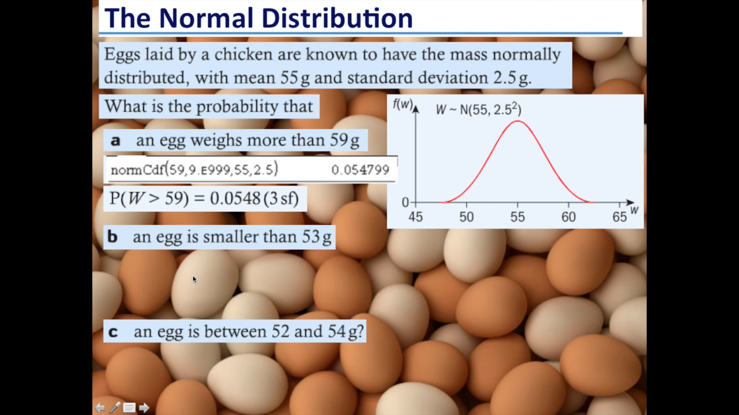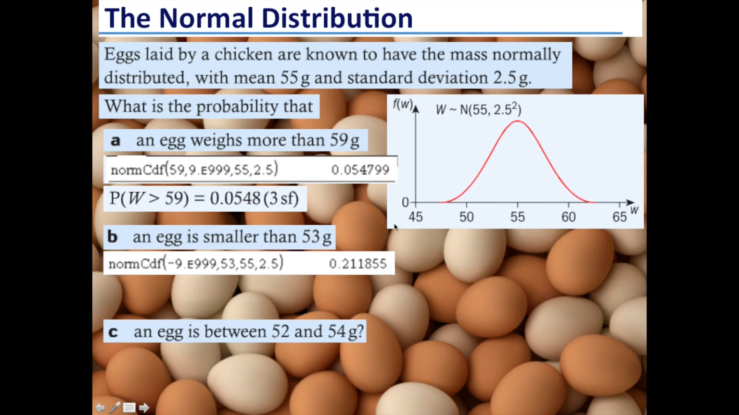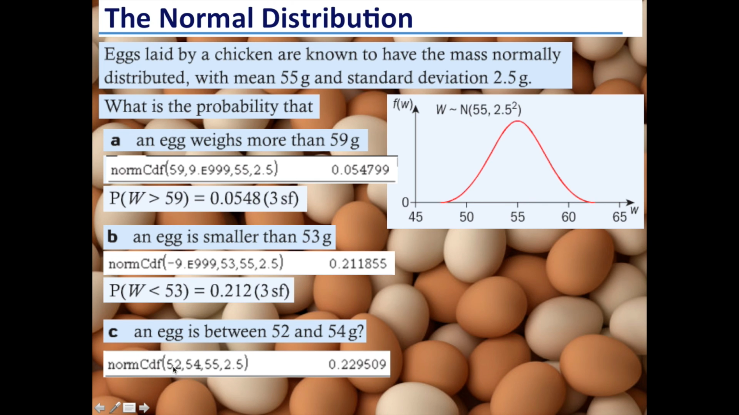Similarly, an egg is smaller than 53 grams, so that's going to be a bit larger, somewhere around about here. So normal CDF, this time our lower bound is actually going to be negative infinity. So again, we're going to use negative 9E999 as a proxy for negative infinity. Our upper bound this time is going to be 53, mean of 55, standard deviation of 2.5, and that's going to give us an answer of 0.212. Finally, an egg is between 52 and 54 grams. Well, for this, we're just going to use CDF. Lower is 52, upper is 54, same as before here, and that gives us an answer of 0.230.